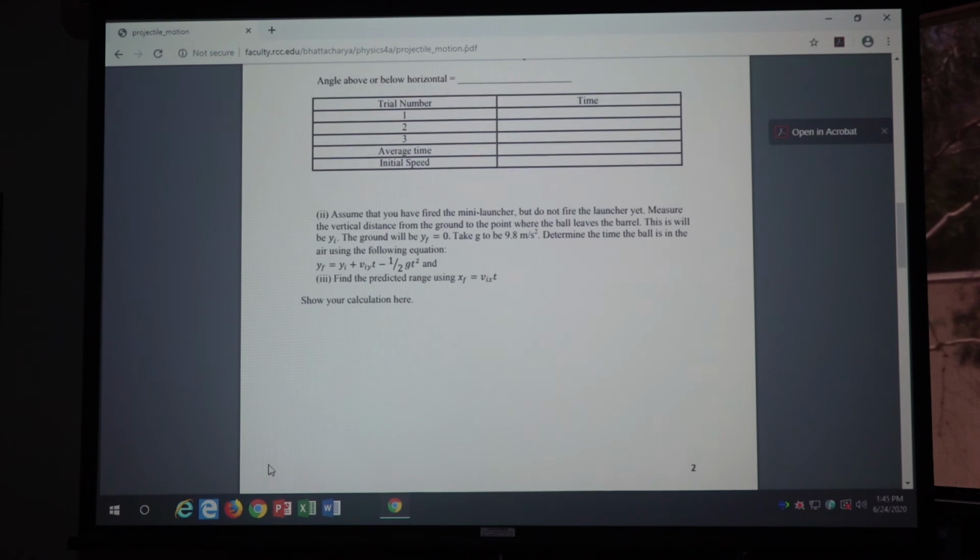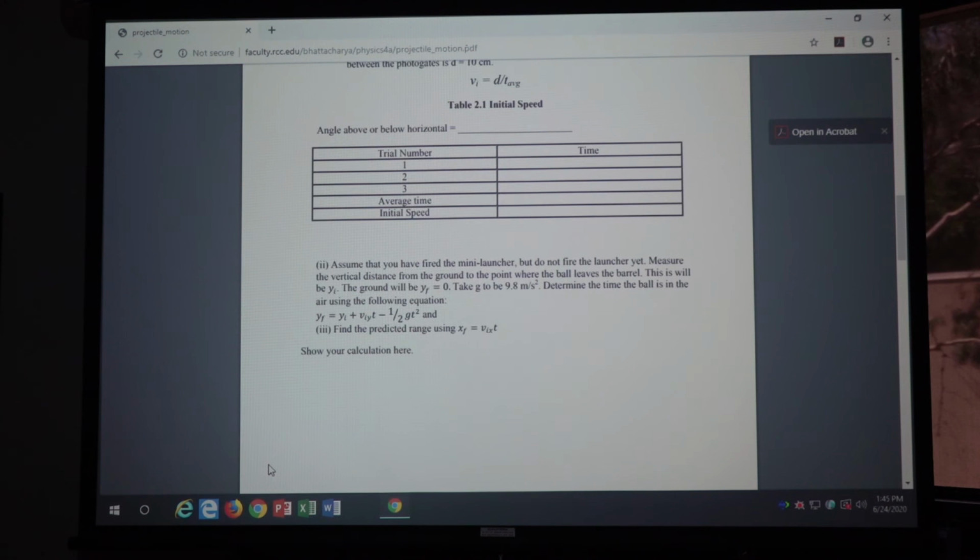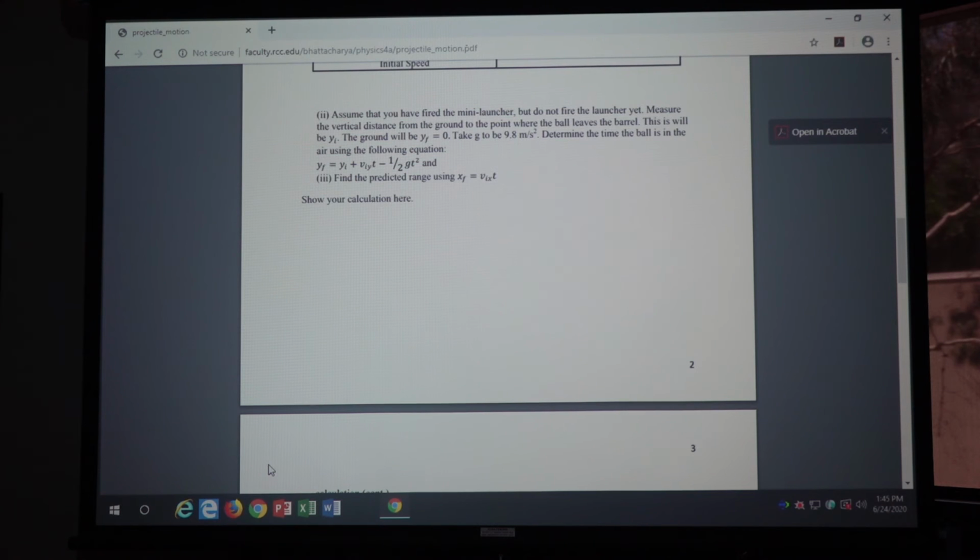Then this is the part you have to do: you show your calculation here, using that velocity and also the angle. The angle is 30 degrees, remember, angle above or below horizontal, that's just above the table. There is a place where you can put your angle, it's 30 degrees. And then use that to find your Vx and Vy components and solve that quadratic equation, yf equals yi plus vi initial y t minus half g t squared, to get the time.